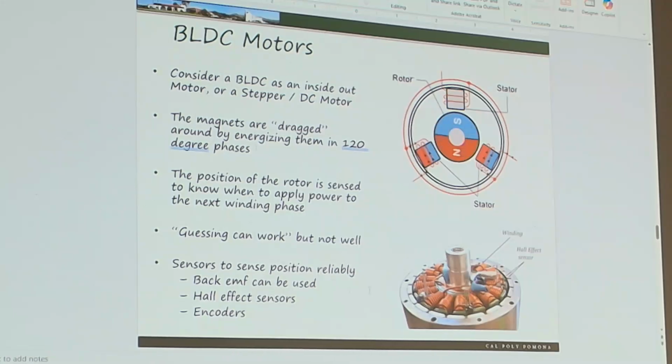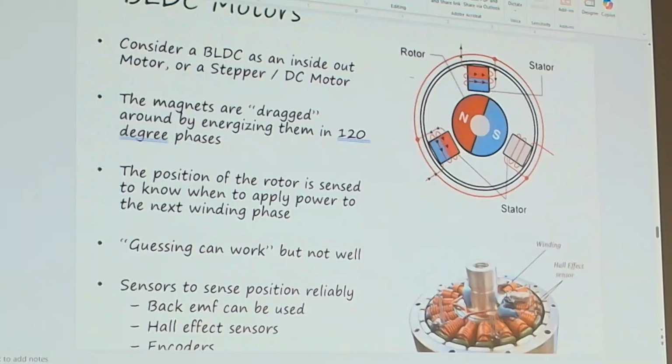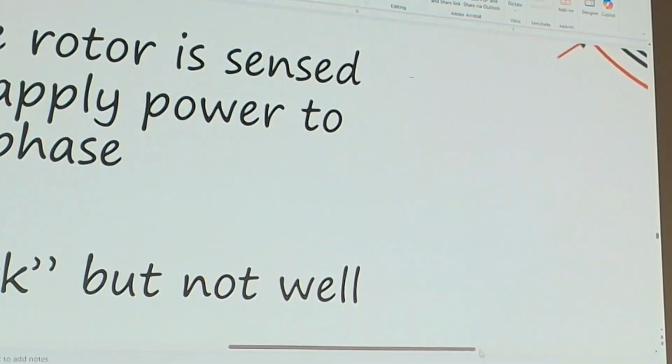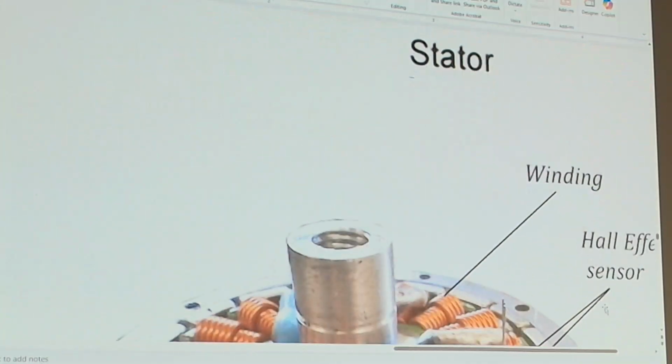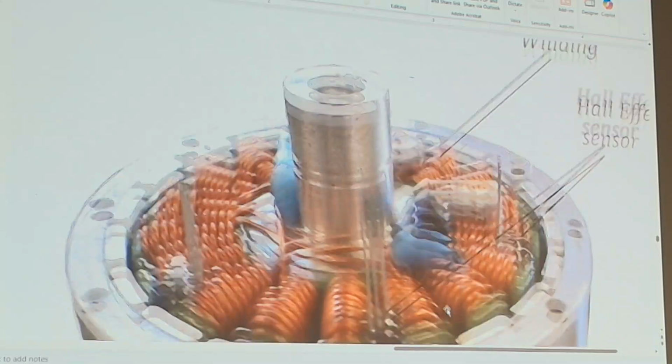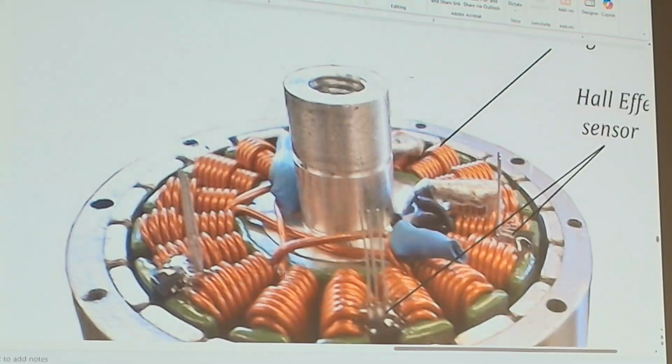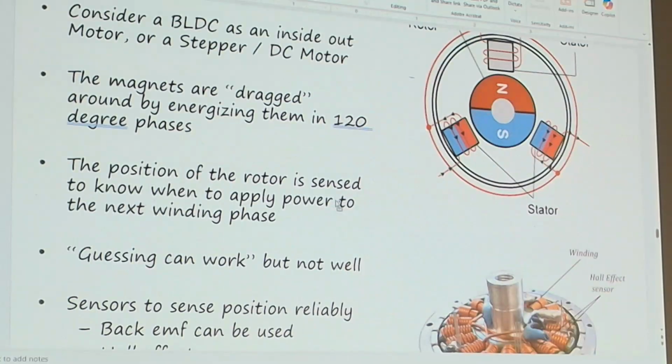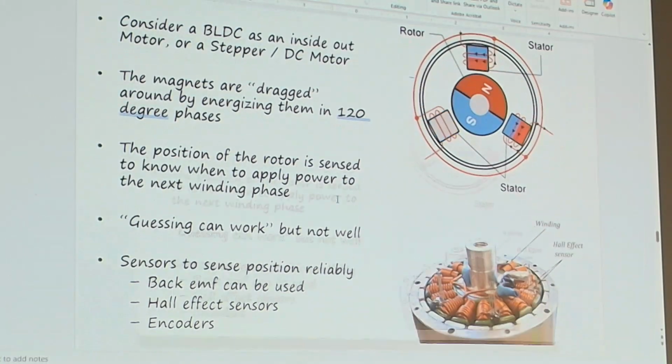So we see in here, here's our windings. Here you see the Hall effect sensors, and then there's the Hall effect sensors in here. So they bury the sensors into the motor inside, and it gets picked up outside.